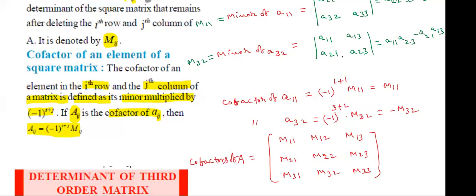Cofactors of A. Here I have written the minor elements. Then what is a cofactor? We need to add some symbols. Here: plus, minus, plus, minus, plus, minus, plus, minus, plus. It starts with positive, then write alternating signs.